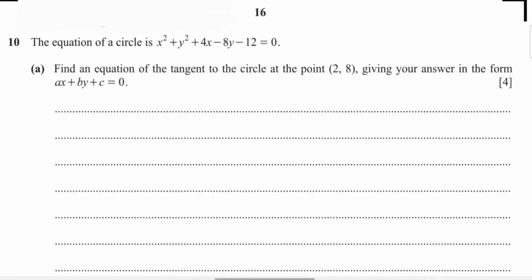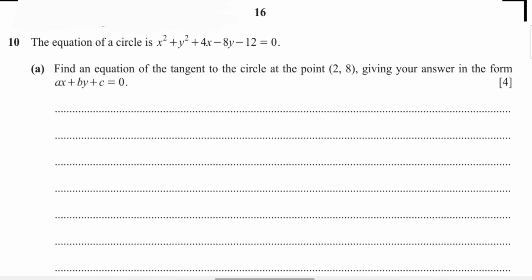For number 10, we are given an equation of a circle in its expanded form: x squared plus y squared plus 4x minus 8y minus 12 equal to 0. And part A is saying find an equation of the tangent to the circle at the point (2, 8), giving your answer in the form ax plus by plus c equals 0.